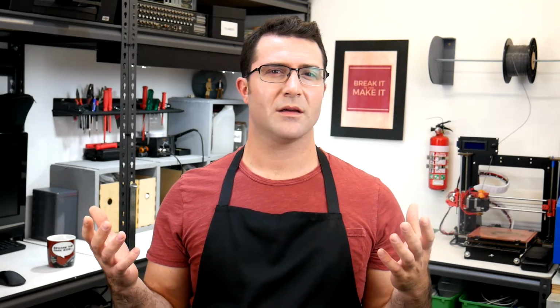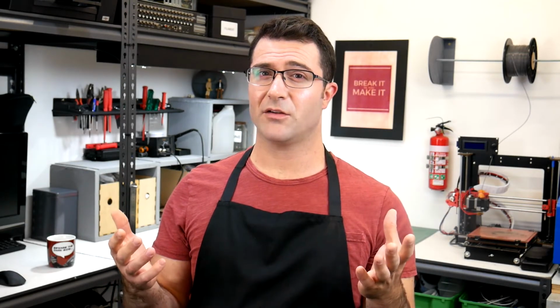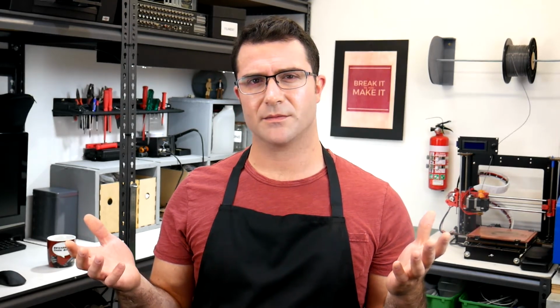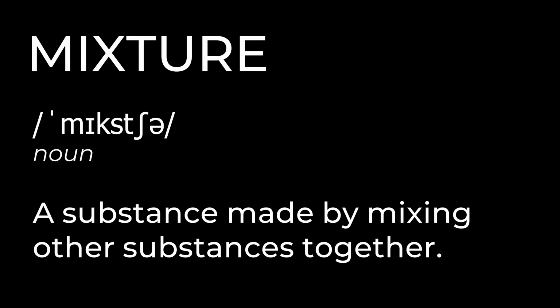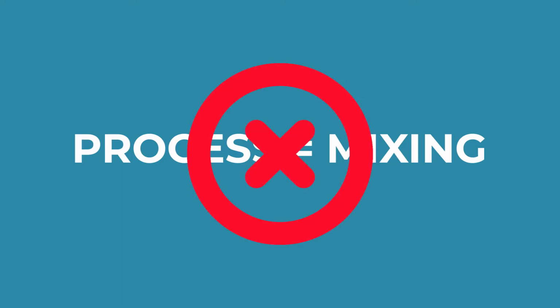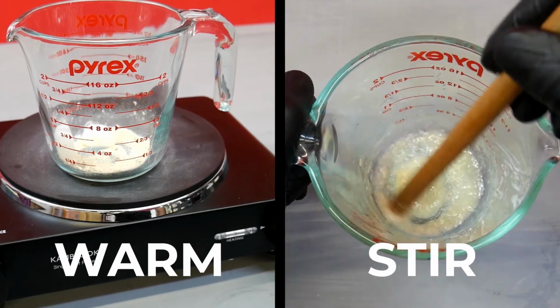Will this work? I do need to combine these ingredients into a kind of mixture. So what is a mixture? A mixture is a substance made by mixing other substances together. But there is a process to the plasticine substitute recipe that isn't just mixing the substances together. I must warm it and stir it while it's warm. So that makes it a recipe.